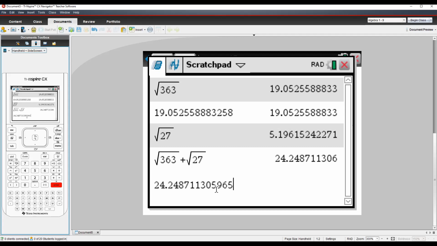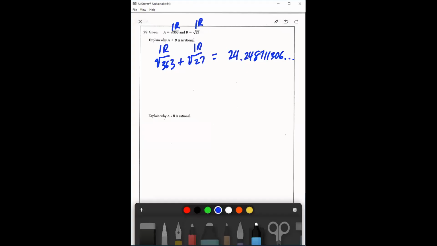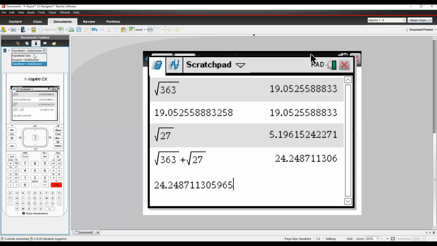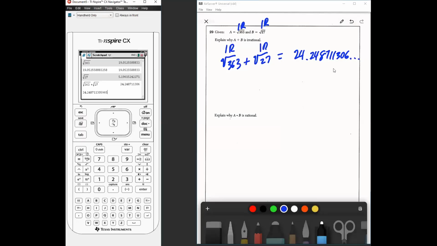If you wanted to, you can put 24.2487111306 and then dots. Actually, let's do it this way. I want you to see both of them. All right, so I just put the number here. I put the dots to indicate that this number is going on forever, but it doesn't have a repeating pattern, so we know it's irrational.